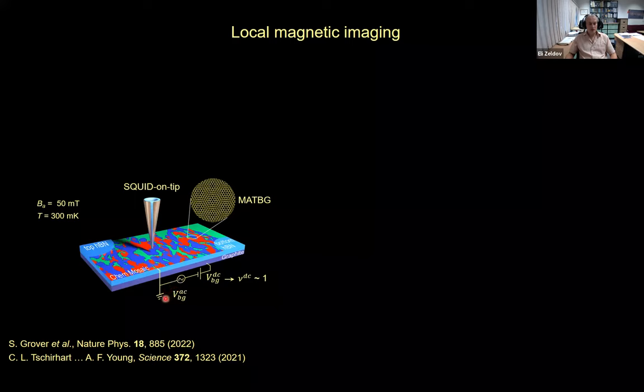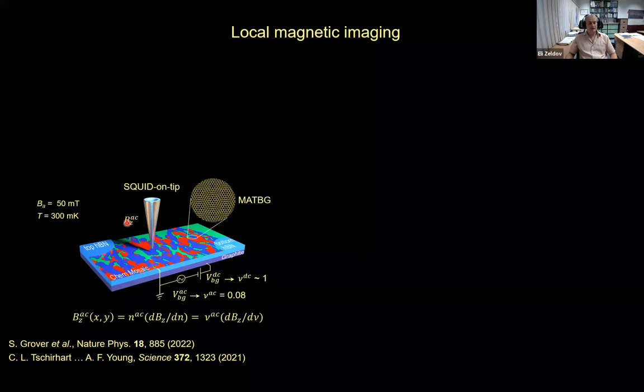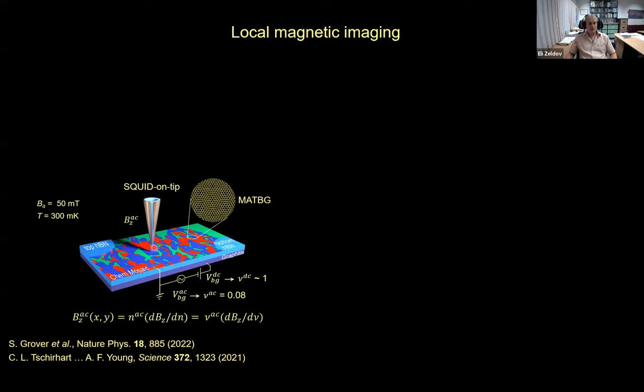And in addition, we apply a small AC backgate voltage, which modulates the carrier concentration of the filling factor by 0.08 in the particular data set that I will be showing you. And what we measure is the local AC component of the magnetic field. Namely, what we measure is by how much the local magnetic field changes as we add and remove 0.08 electrons per Moiré unit cell. This is our signal.